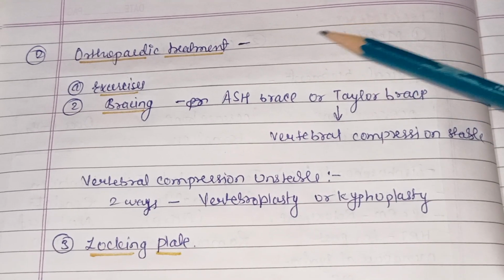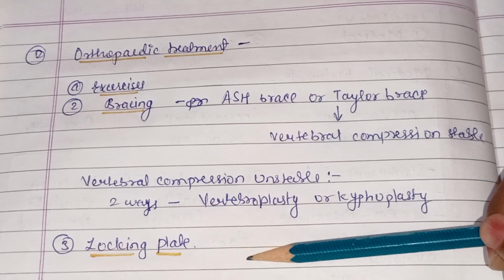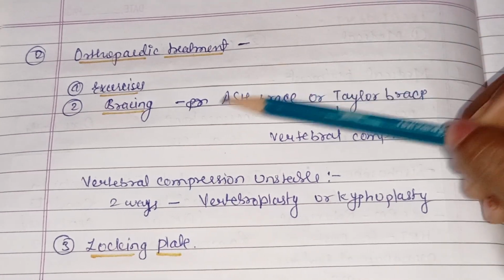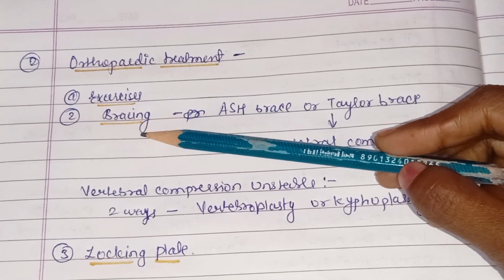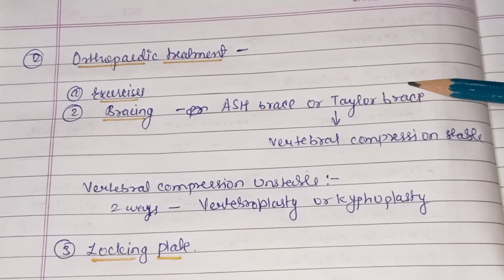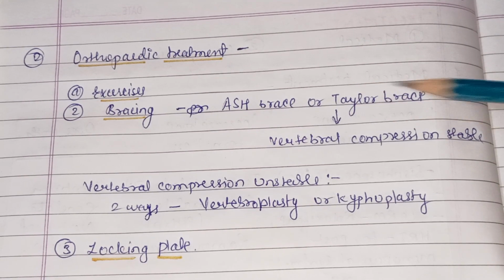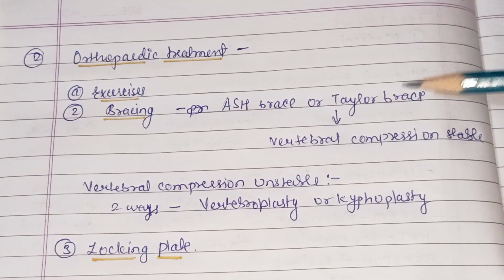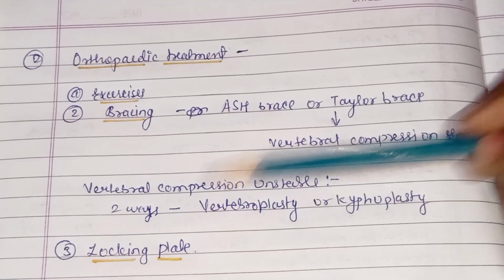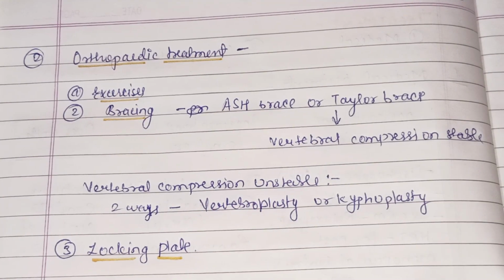Here are the important methods of orthopedic treatment: exercise, bracing, and locking plate. Exercise can also help osteoporotic patients. In bracing, the ash brace and Taylor brace are used for stable vertebral compression. For unstable vertebral compression, vertebroplasty and kyphoplasty are done by surgeons. Another is the locking plate. In the slide I am going to show the locking plate. Here you see the locking plates which are used in patients of osteoporosis.